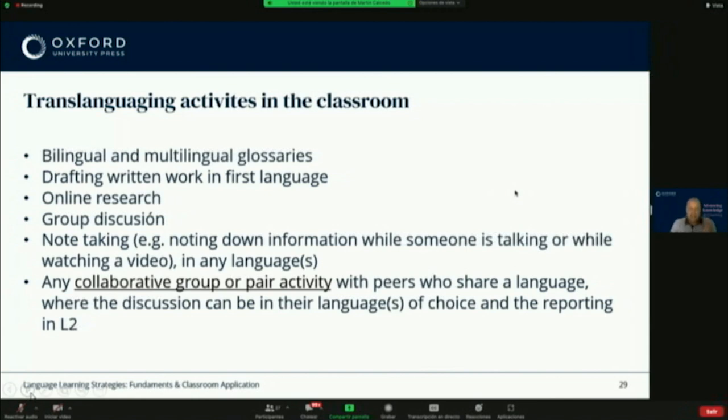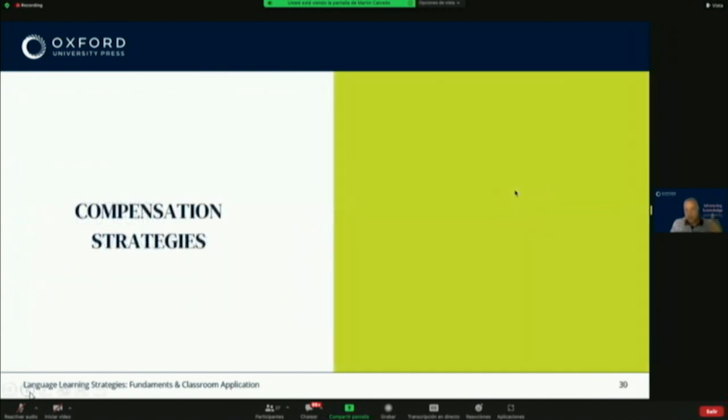So these are typical strategies that we need to start considering and researching, and seeing how they can be successfully implemented in our classrooms. So we have seen one set of strategies, the memory strategies, and the second one was cognitive strategies. And the third one is compensation strategies. In compensation strategies, these strategies enable our learners to use the new language for either comprehension or production, despite limitations in knowledge.